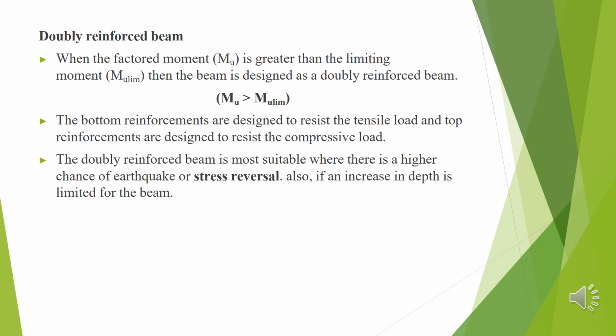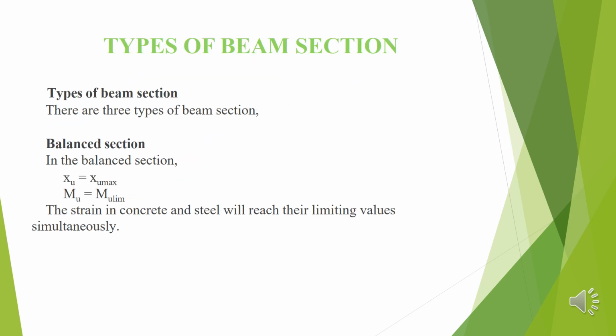So this is the most commonly used beam here, and using this beam we can safeguard our buildings from earthquake, because this will be able to take more loads, like lateral loads can be taken very well by this doubly reinforced beam, or if the stress reversal is happening due to this continuous loading, this can be used. Also if the depth increase is limited, if you are not able to increase the depth of your beam, then you can go for your doubly reinforced beams. Here we will be talking about beam sections.